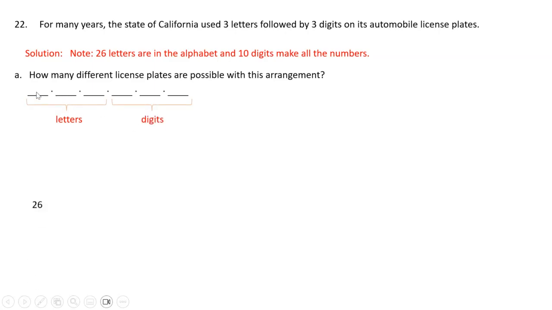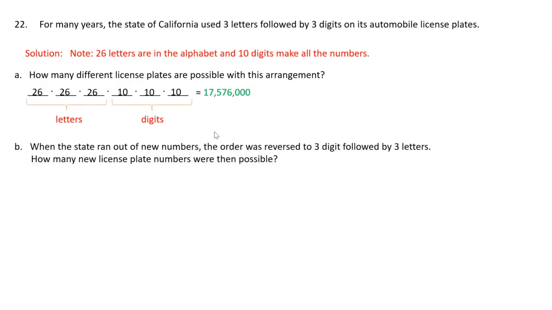So how many letters are in the alphabet? 26, right? So here, guys, there's no restrictions. It'll be 26 times 26 times 26. And for the digits, there's 10, so it'll be 10 times 10 times 10 because there's no restrictions. You multiply them out, and you get 17,576,000.